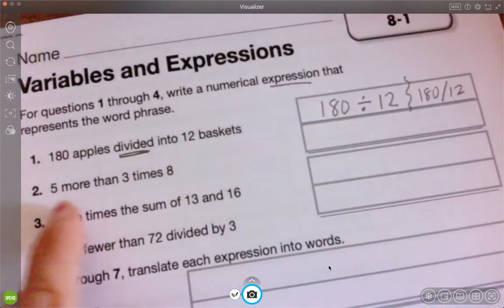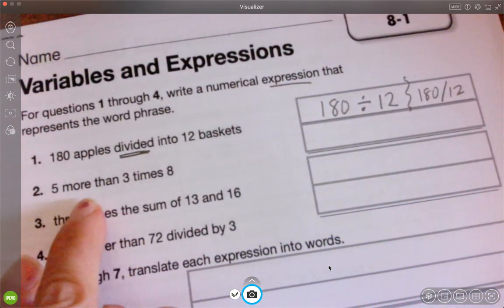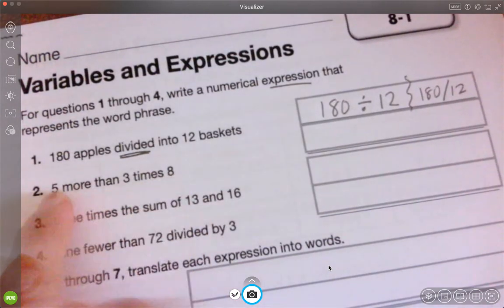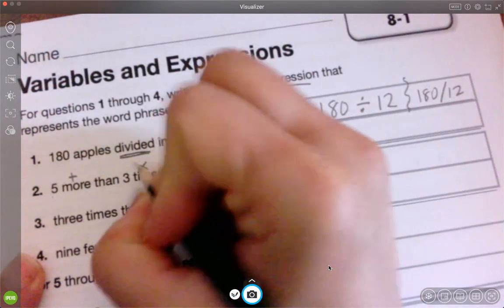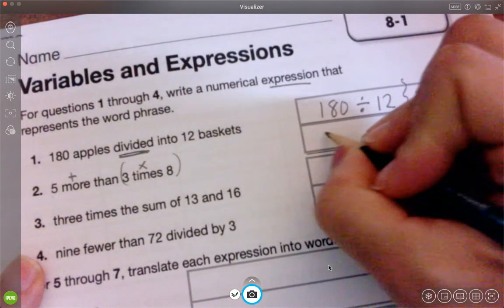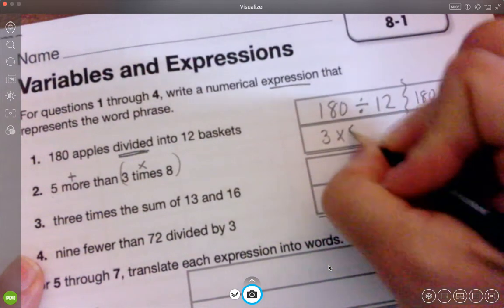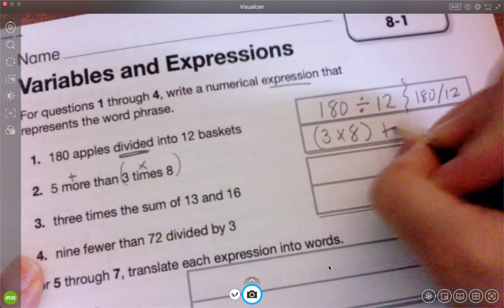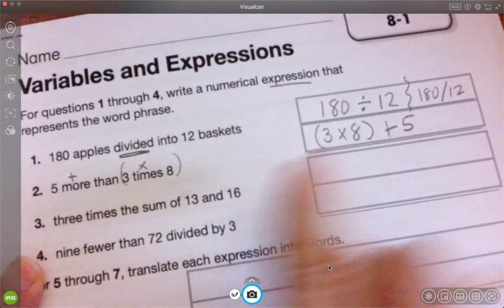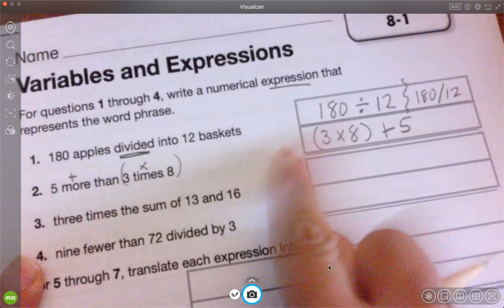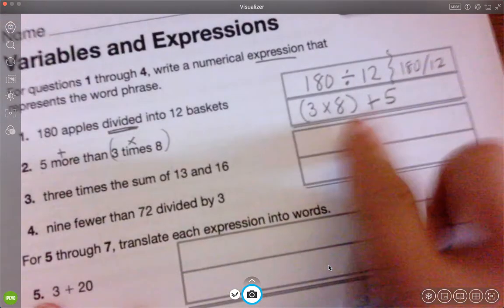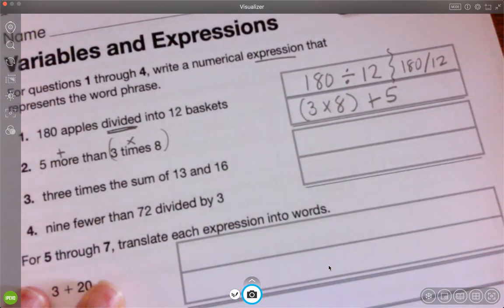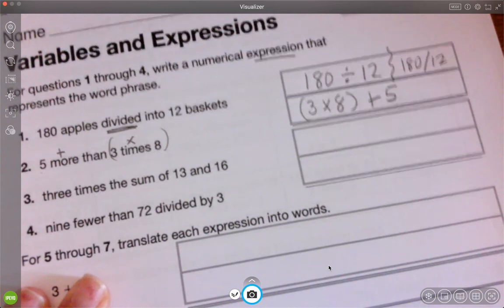Okay, number 2, 5 more than 3 times 8. So there's 2 things happening there. 5 more means adding 5. 3 times 8, right? So you could do 3 times 8 plus 5. Could you write that the other way? Yes. It doesn't matter which way you write it, because in adding, order doesn't matter.